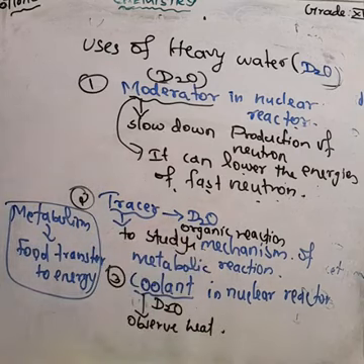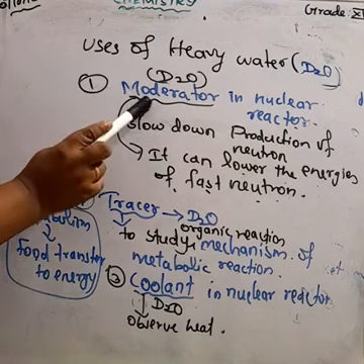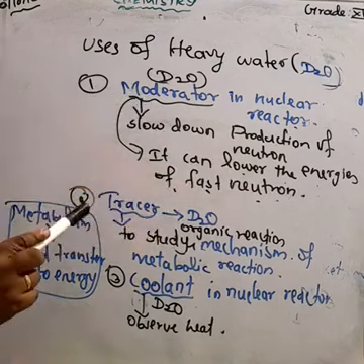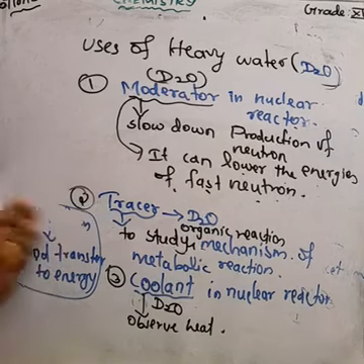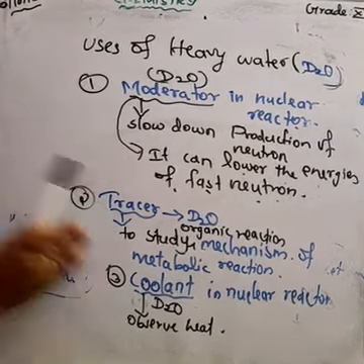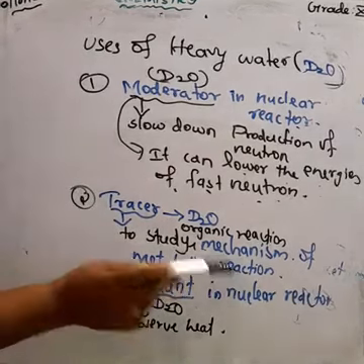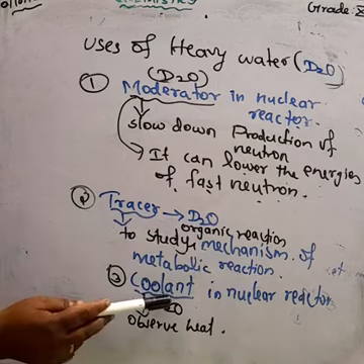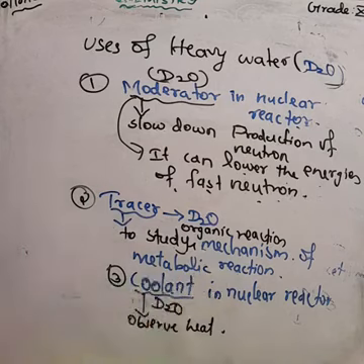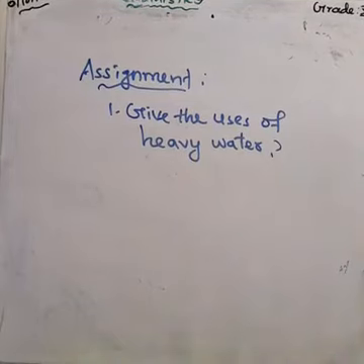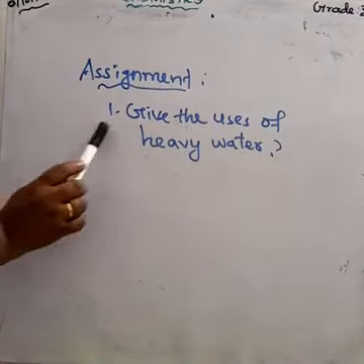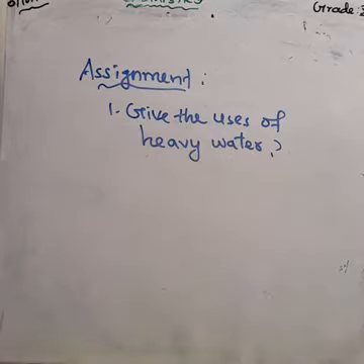Understood? So what are the three uses of heavy water? First, it is used as the moderator in the nuclear reactor. Second, it is commonly used as the tracer to study the organic reaction mechanism and the mechanism of metabolic reaction. And third, it is also used as the coolant in the nuclear reactor. Very, very important. Students, today our assignment: give the uses of heavy water.